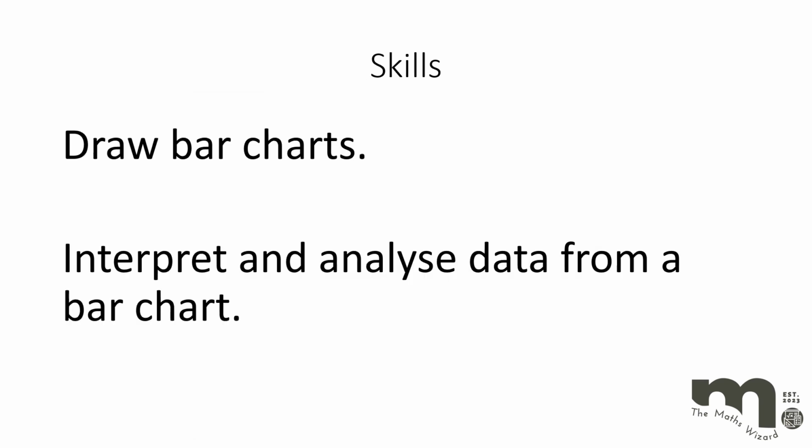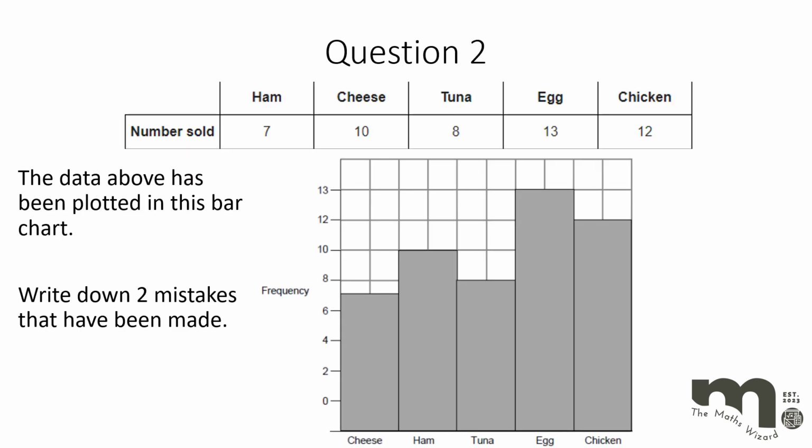Right, we're going to take a look at doing some analysing from bar charts now, so interpreting them and analysing the data from them. Okay, so we've got this example here. We've got the number of sandwiches sold, different types of sandwiches sold here. The data has been plotted in this bar chart. So what I want you to do is look at this bar chart and see if you can identify the mistakes that have been made. You need to identify 2 mistakes, and this is a very common type of question that you see on exam papers.